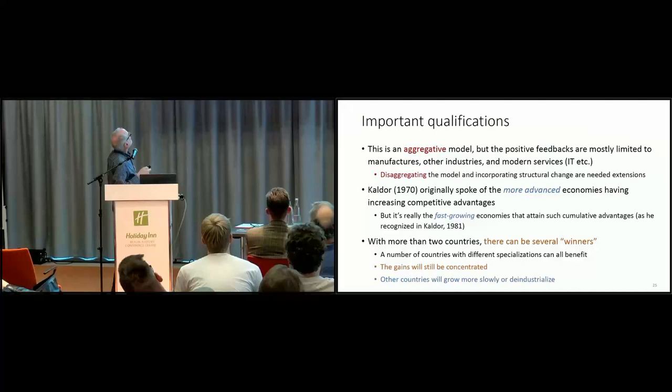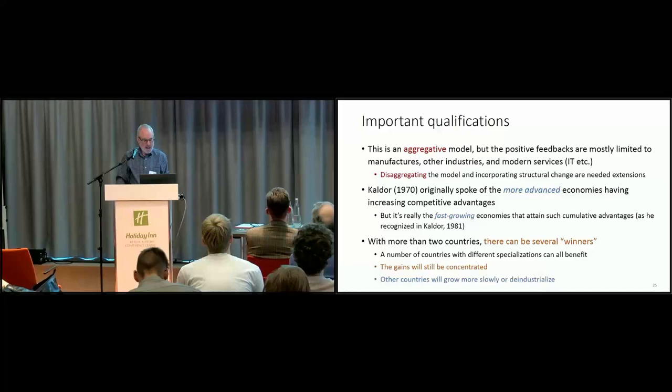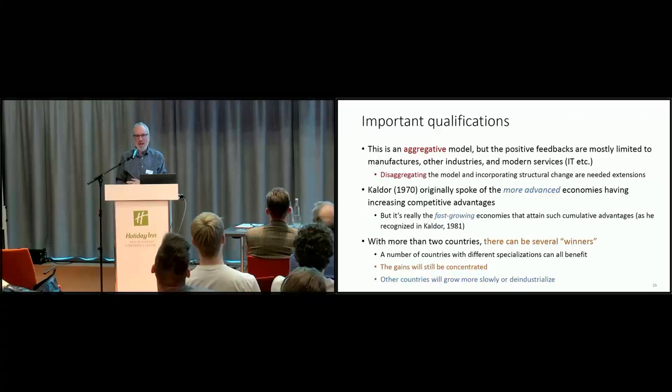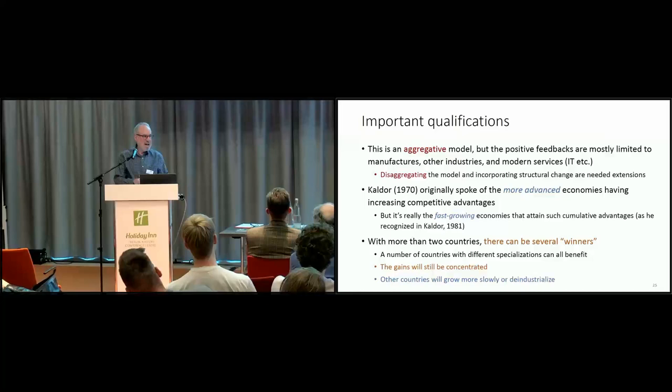Now, there's a number of important qualifications to this model, which is suggestive, but I wouldn't always take it too literally. First of all, the model is aggregative, but if you go back and read the original ideas from Kaldor, they require a disaggregated framework. The positive feedbacks are supposed to exist in manufacturing, some other industries, and I think we would now add what we call modern services like information technology, but they're not supposed to apply to agriculture, more traditional services, and maybe they don't apply all that much to some very light manufacturing. So disaggregating the model and incorporating structural change is really important.